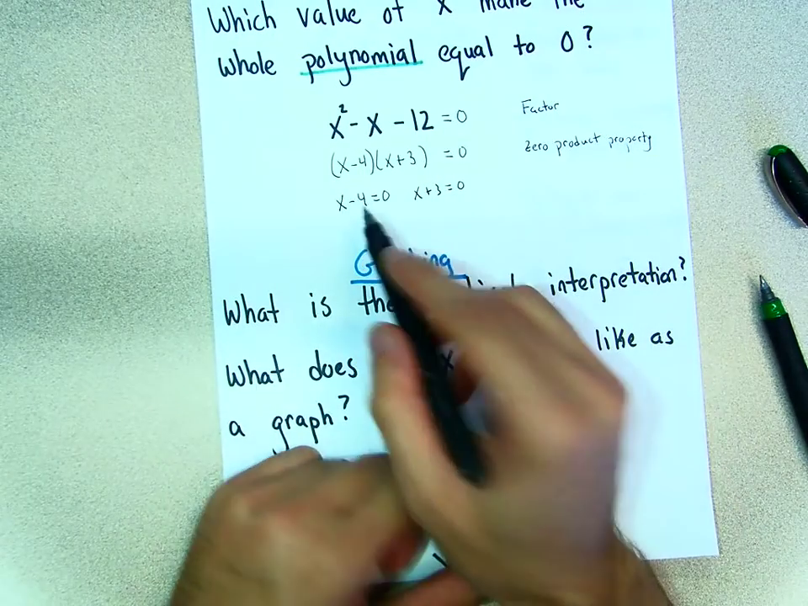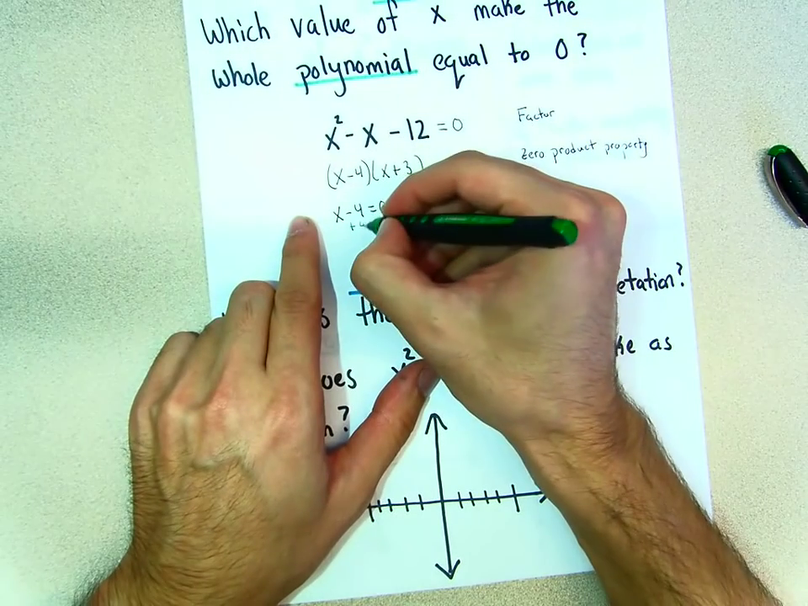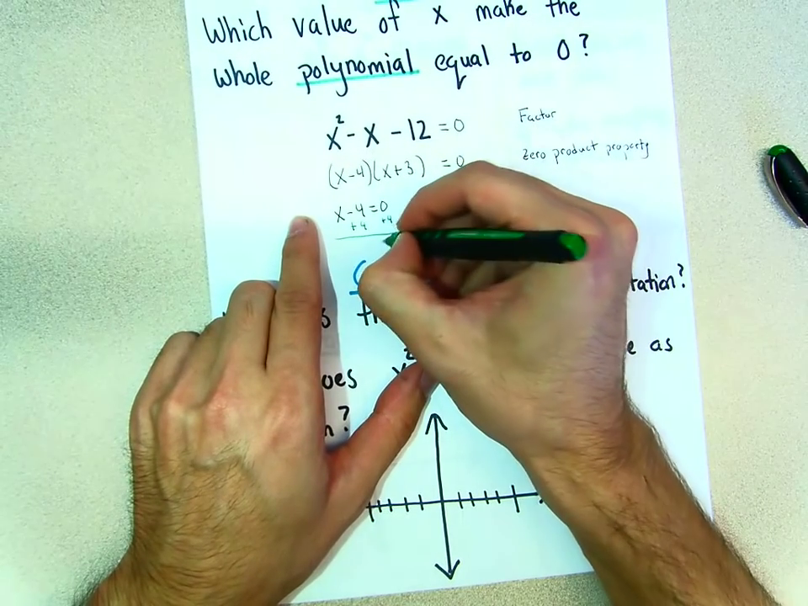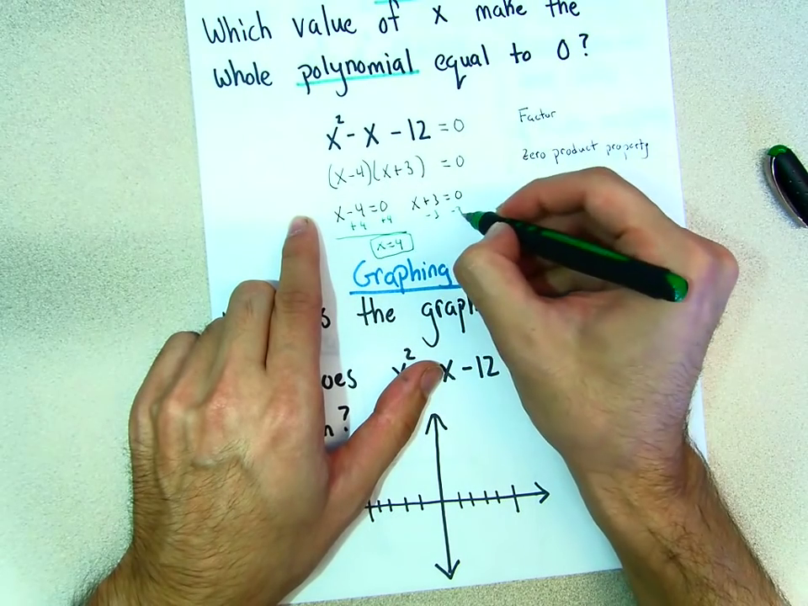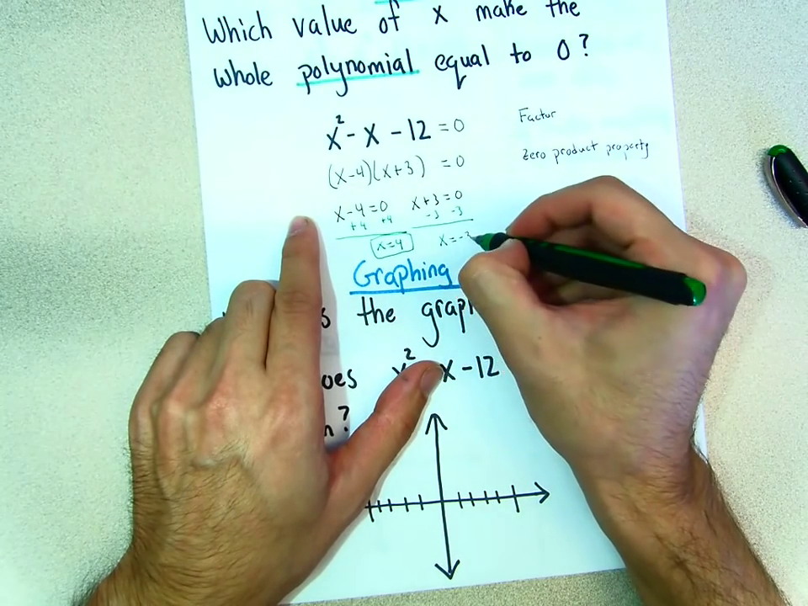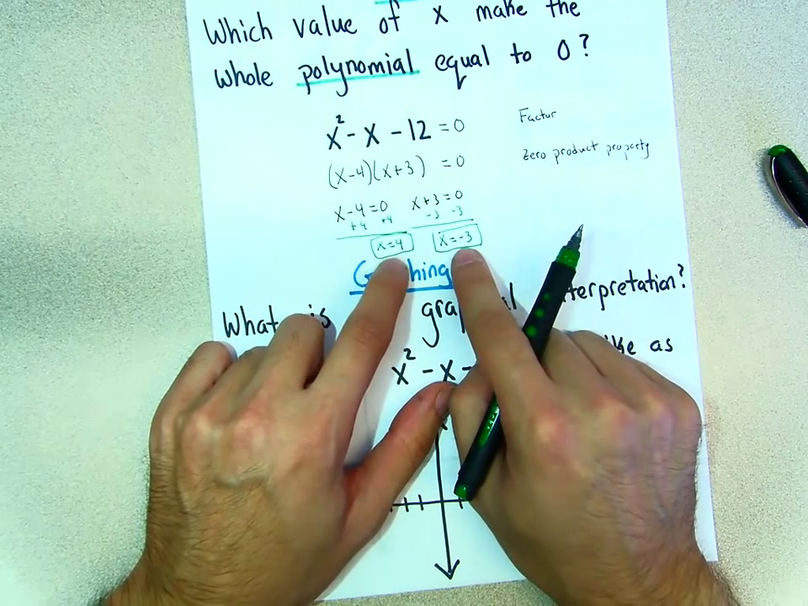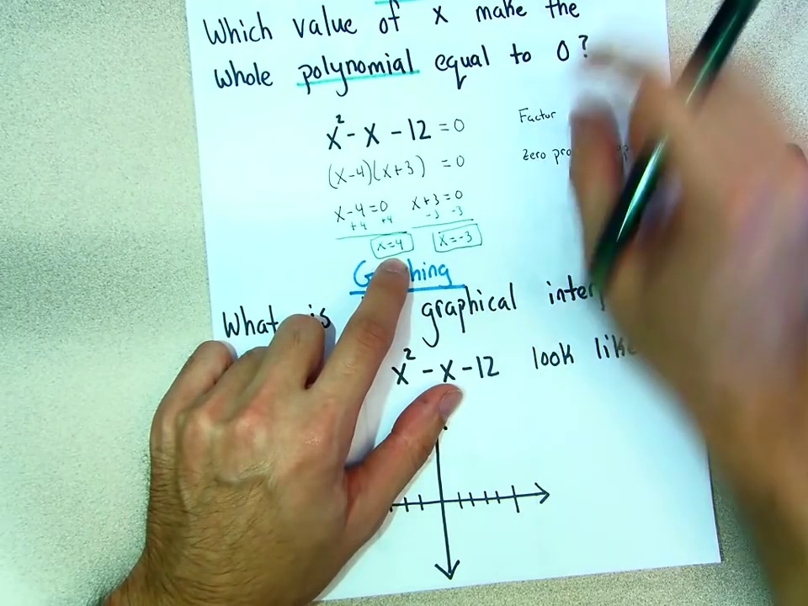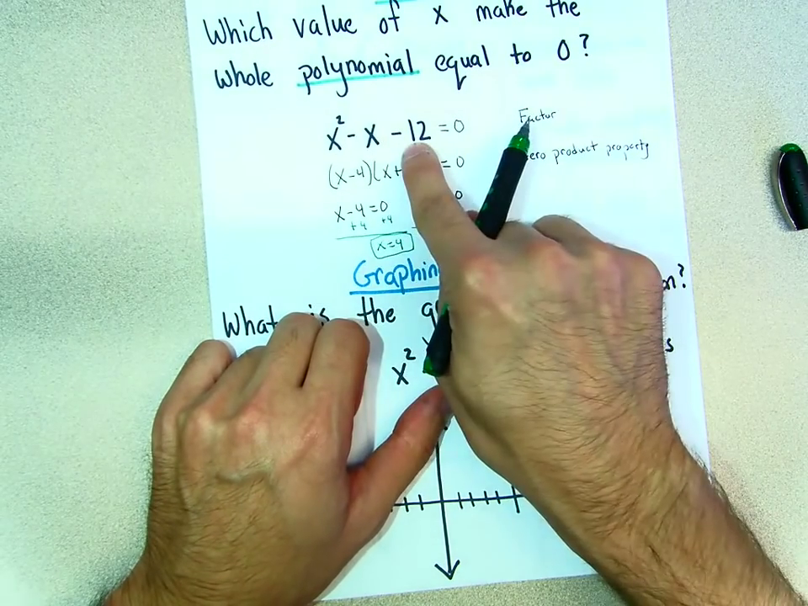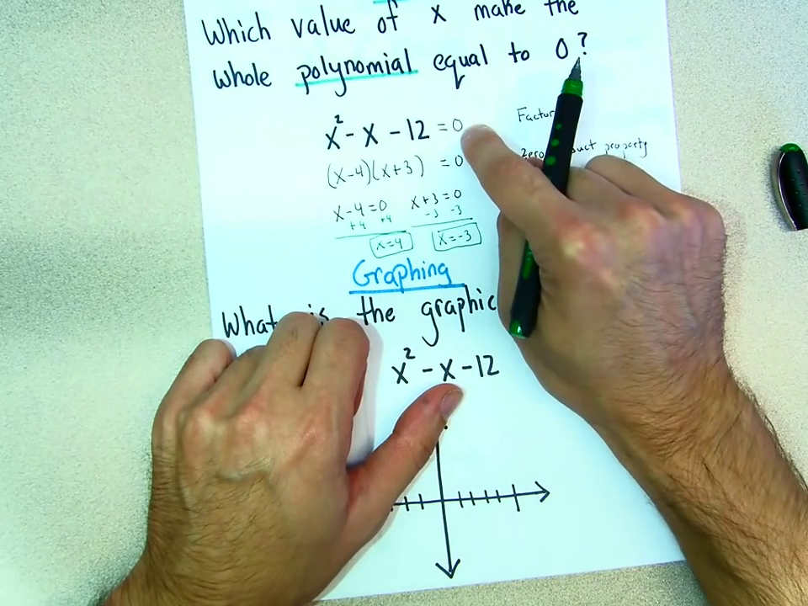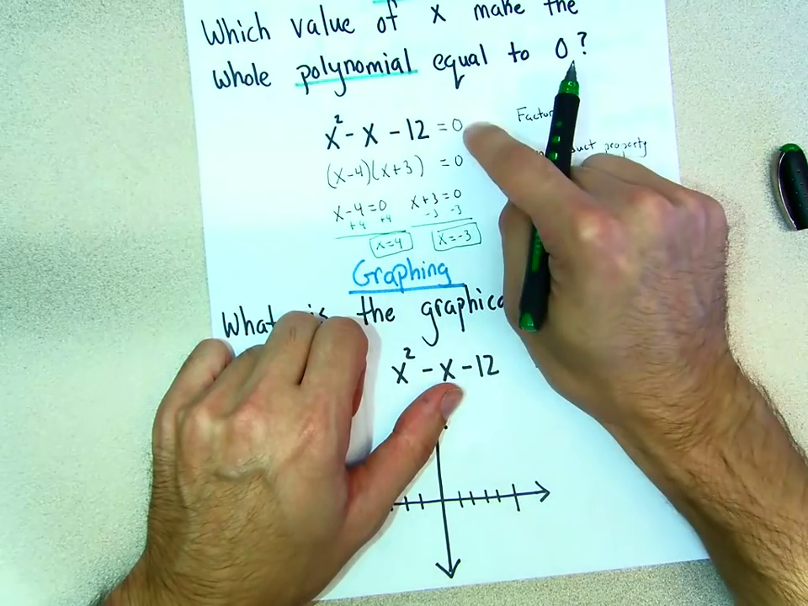And now here, if I solve for x, how do I get x by itself? If I do plus 4, x is equal to 4. And if I do minus 3, x is equal to minus 3. What do these 2 values of x represent? They answer that essential question. If I plug in 4 into this polynomial, it will give me 0. If I plug in -3 into this polynomial, it will give me 0.